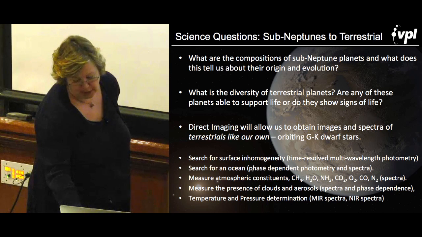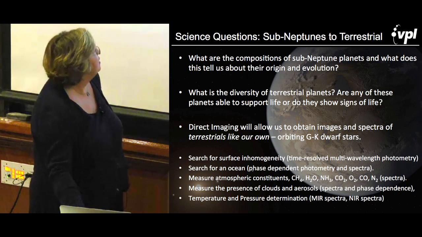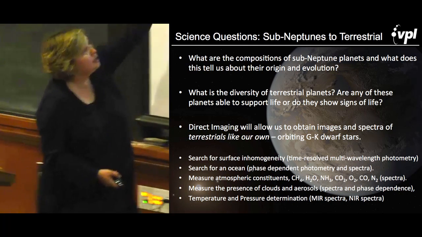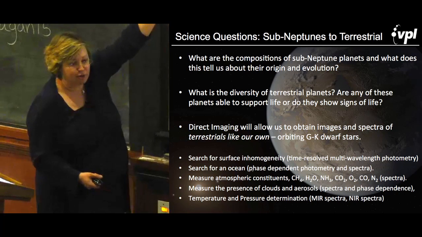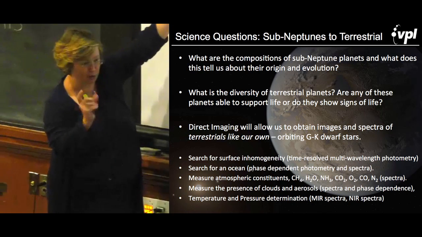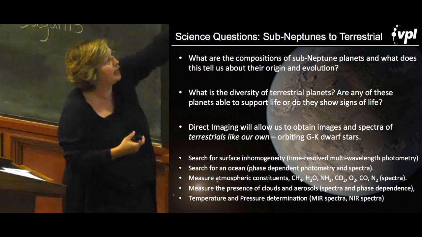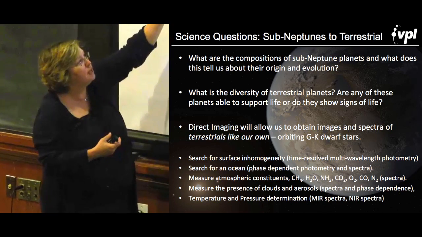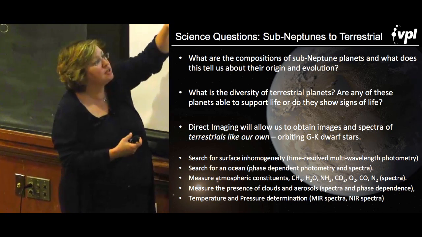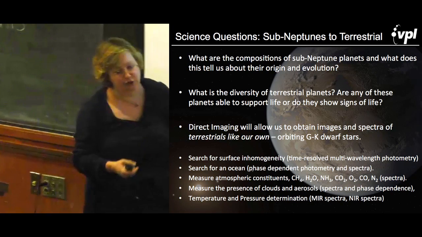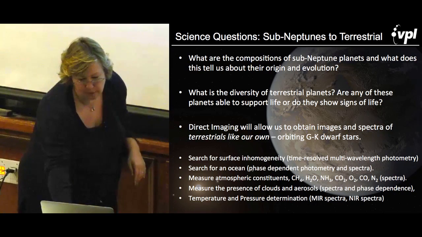But we also hope to, again, get spectra of terrestrials orbiting stars like our own. And these are the sorts of things we would go after in the measurements. So we can search for surface inhomogeneity. We can search for whether or not we can see continents or oceans, or at least different colored patches on the planet. To search for an ocean, to measure atmospheric constituents, and to measure the presence of clouds and aerosols in the atmosphere, and also to try and do temperature and pressure determination.